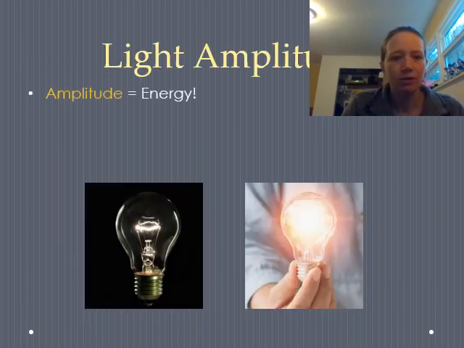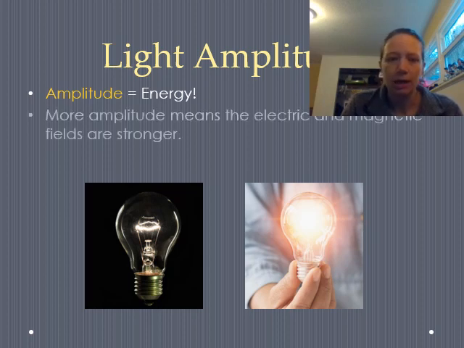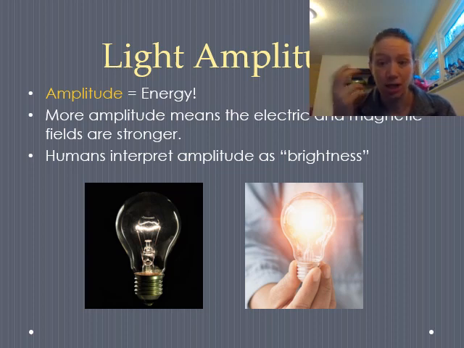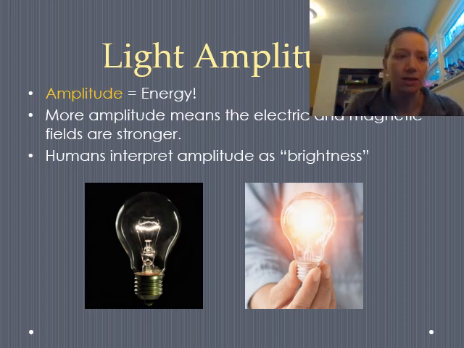So the amplitude of light is related to the energy, which we learned about before. And generally, more amplitude means that the electric and magnetic fields are stronger, and we interpret that as brightness. So when the rod cells in our eyes detect a lot of these photons, lots of the tiny pieces of light, strong electric and magnetic fields, that to us is the brightness of the light, kind of like for sound, how the amplitude was the volume.